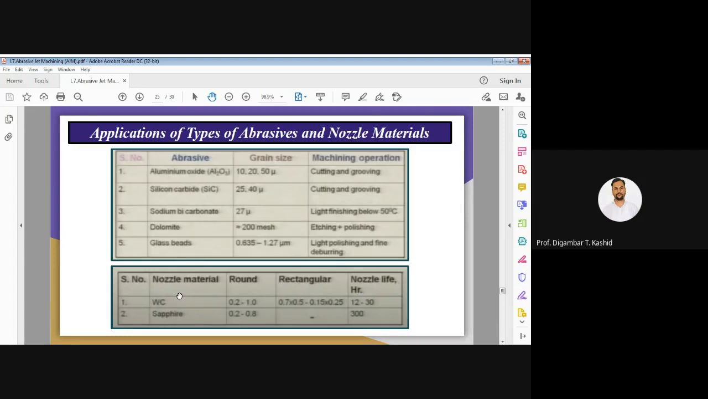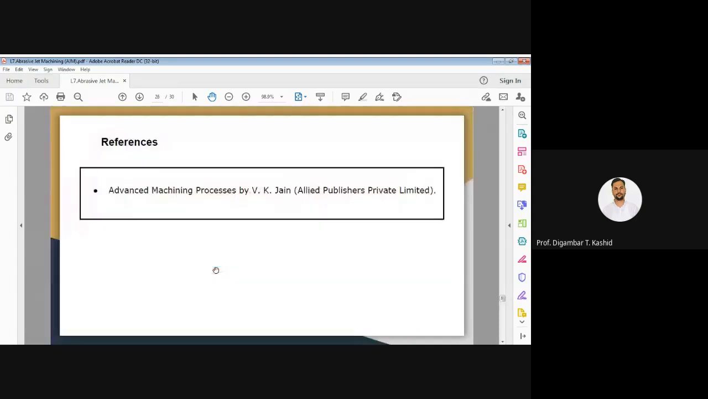But the actual nozzle life will depend upon how lightly you are performing the abrasive jet machining process. That will also decide the actual life of your nozzle. Here we have covered all the points regarding abrasive jet machining. Whatever explanation I have given is totally from this advanced machining book, so you can also refer to this book.